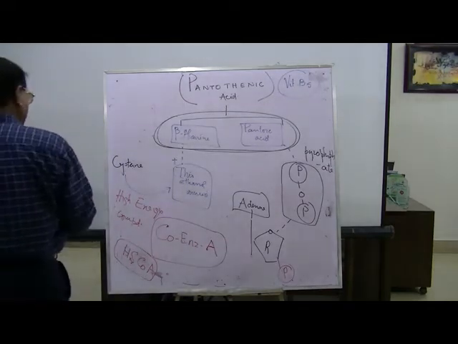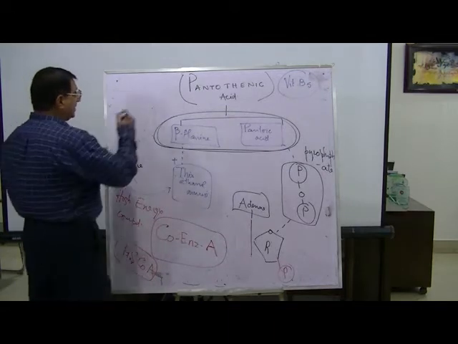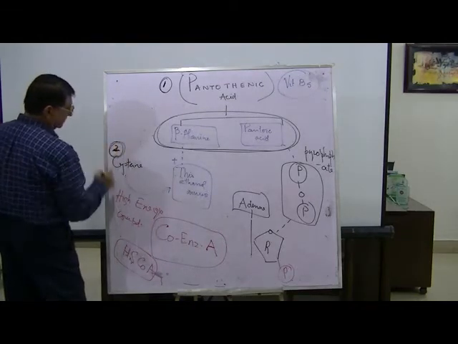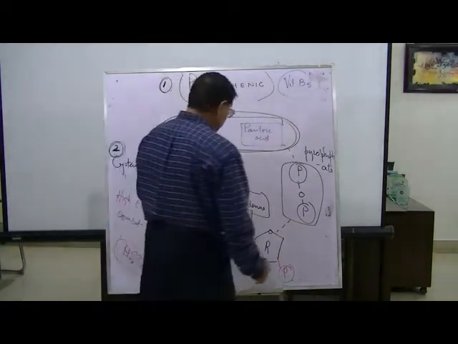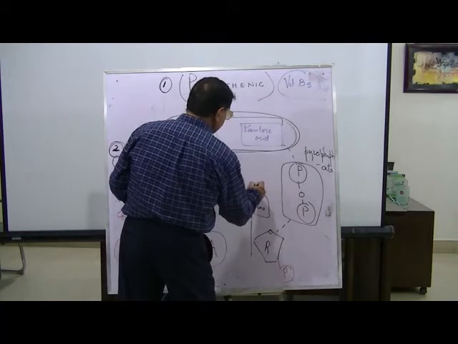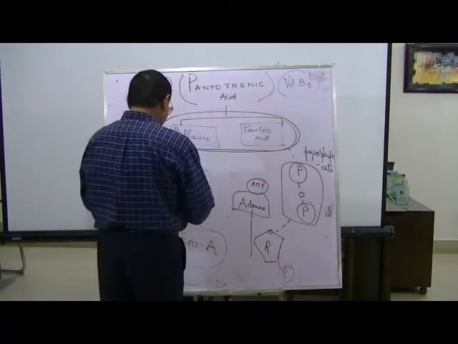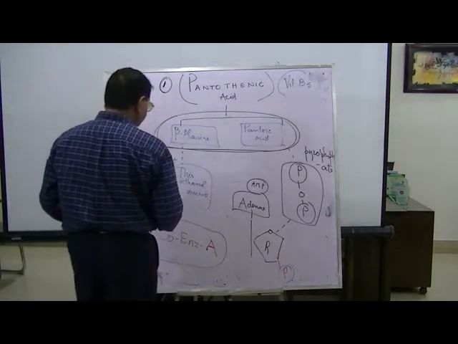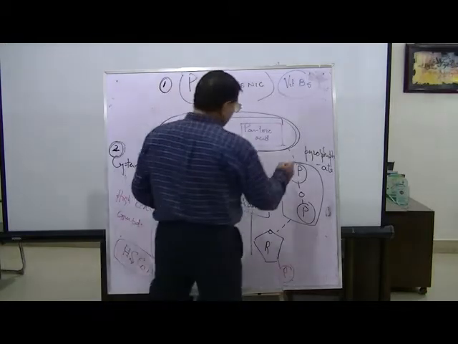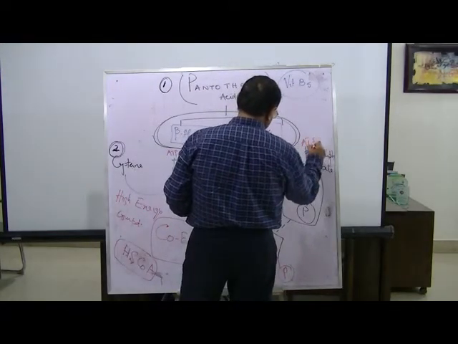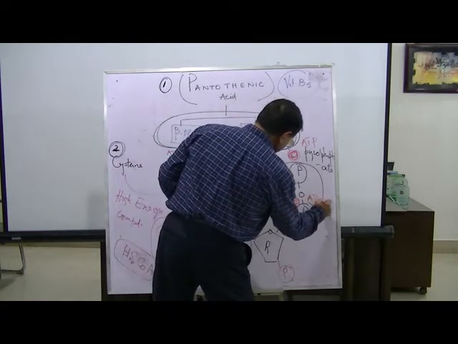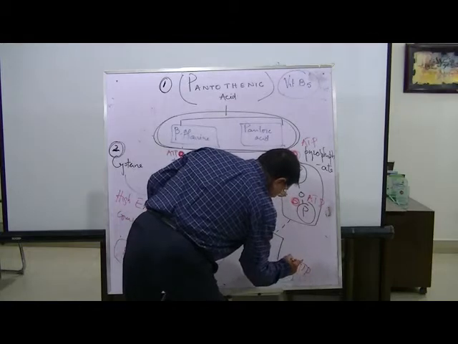In the formation of coenzyme A, you have got one, pantothenic acid, two, cysteine, which provides thioethanolamine, and then you have the whole of it as adenosine monophosphate. Also, there are four molecules of ATP involved. One molecule of ATP is used over here, one over here, one over here, and one over here. So four molecules of ATP are involved.